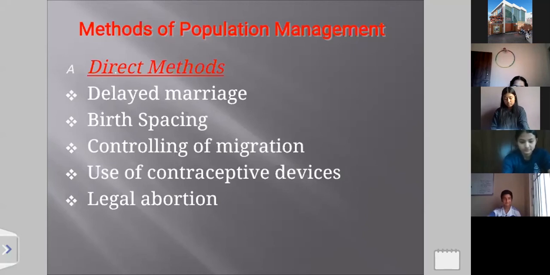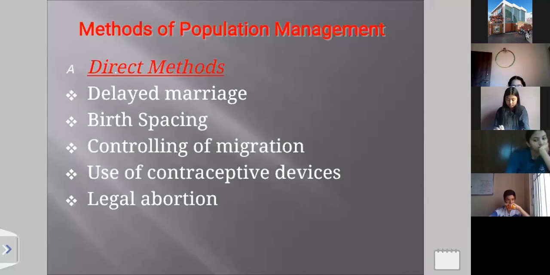And after then, my dear students, now the next method of population management: use of contraceptive devices. Like delay marriage, birth spacing, and controlling of migration, use of contraceptive devices is also one of the methods of population management. In this unit, after indirect methods of population, we will discuss in detail the different contraceptive devices, temporary and permanent. For today, you have to remember that there are different male and female contraceptive devices, and especially couples, husband and wife, use different types of contraceptive devices.